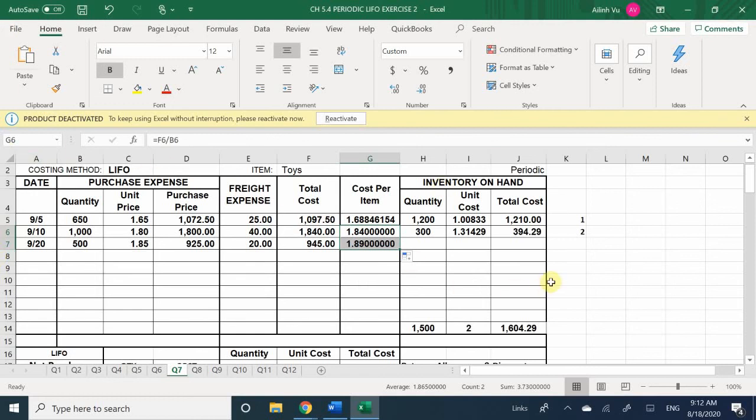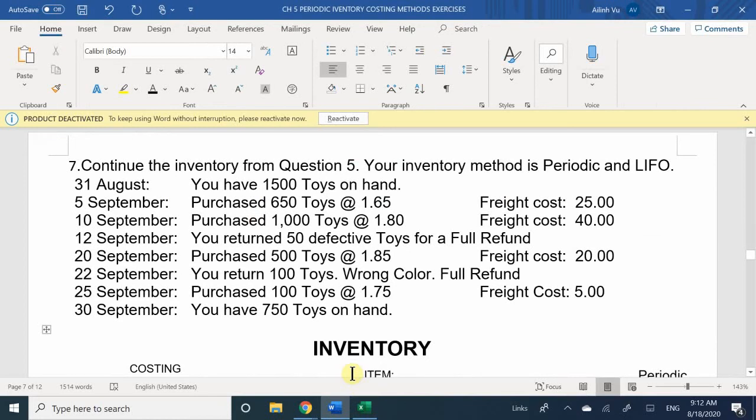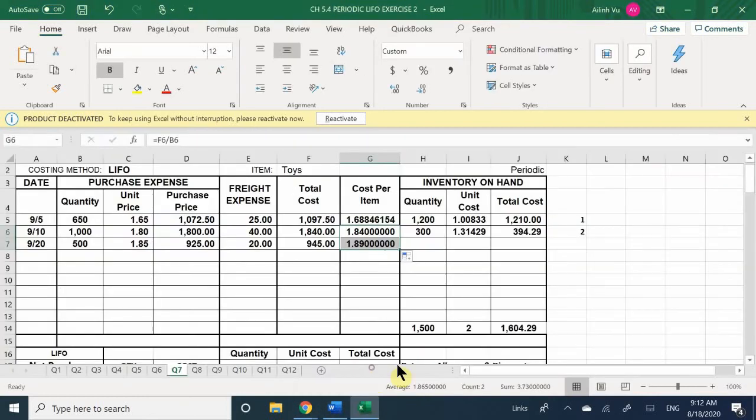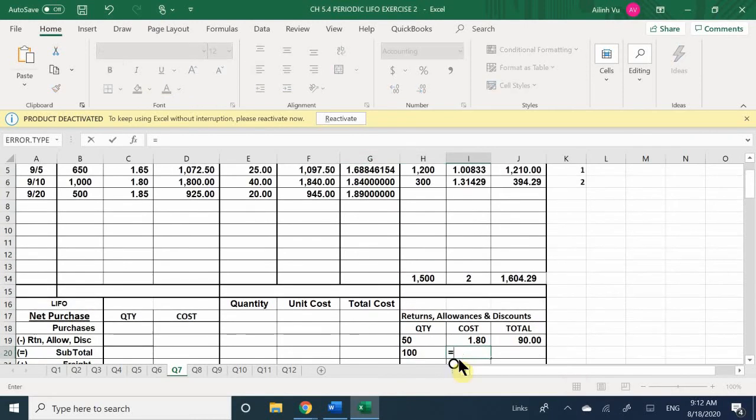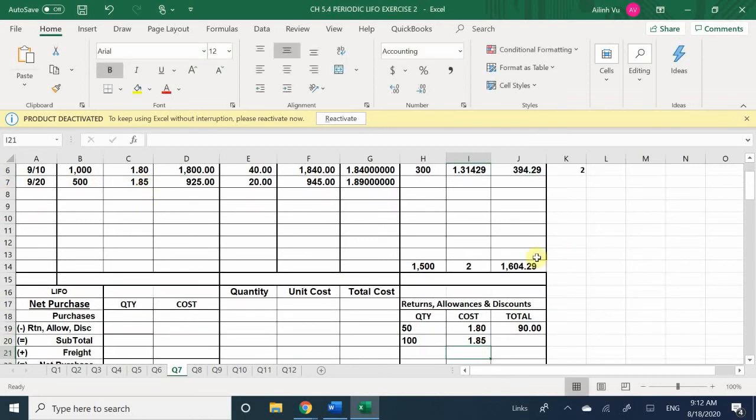All right, what happened next? Return 100, for the wrong color, but we're getting a full refund for this one. So we're returning 100 items. At what price am I returning them? 185. Yes, which equals 185.